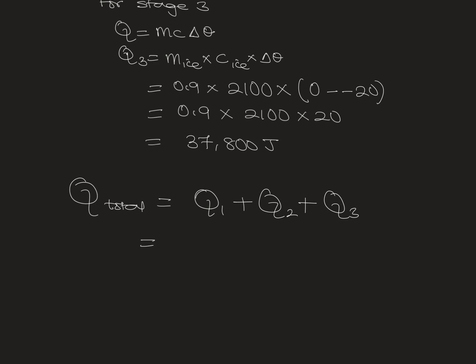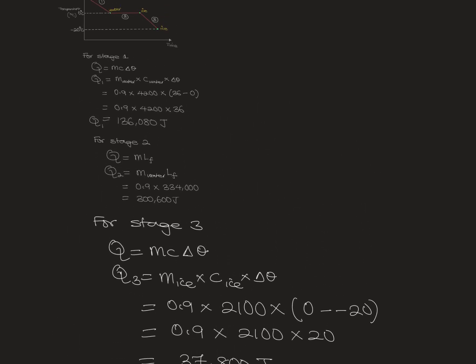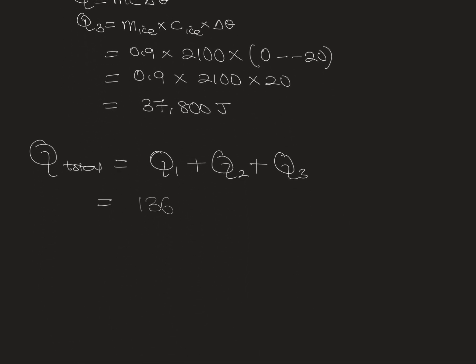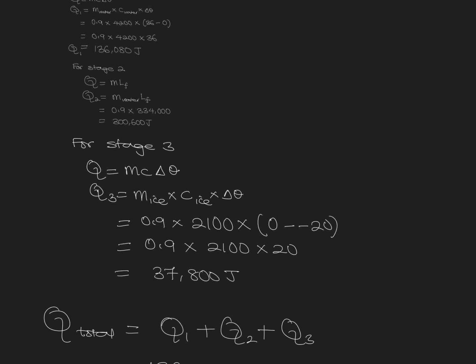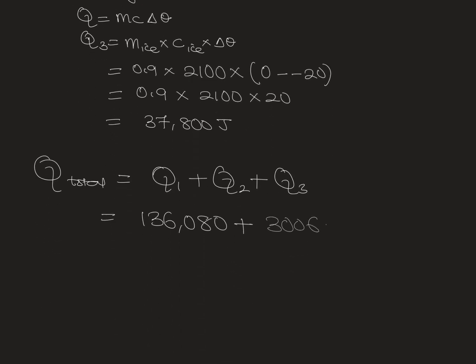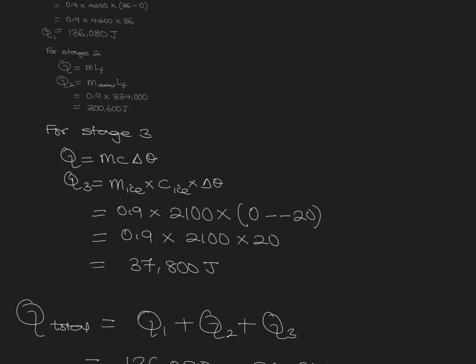So if we want to know the total quantity of heat, that will be Q1 plus Q2 plus Q3. Q1 is 136,080 plus Q2 is 300,600 plus Q3 is 37,800. So if you add that up, you have 474,480 joules.